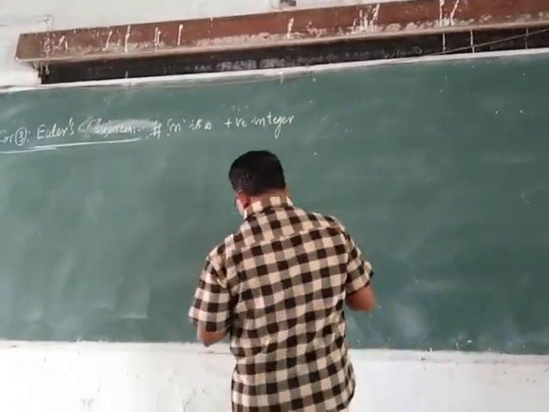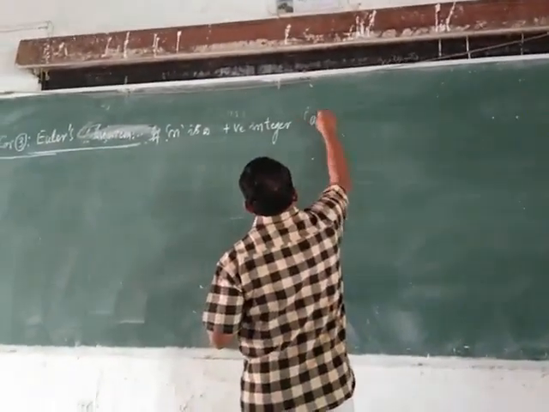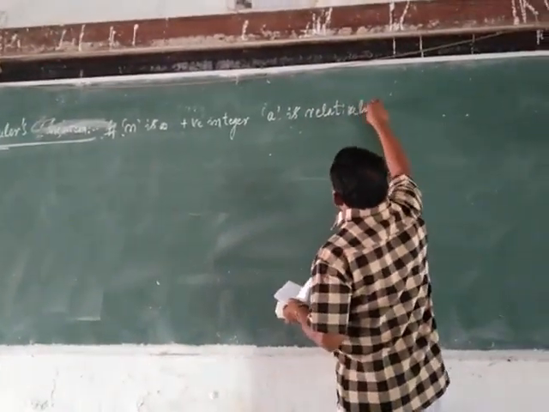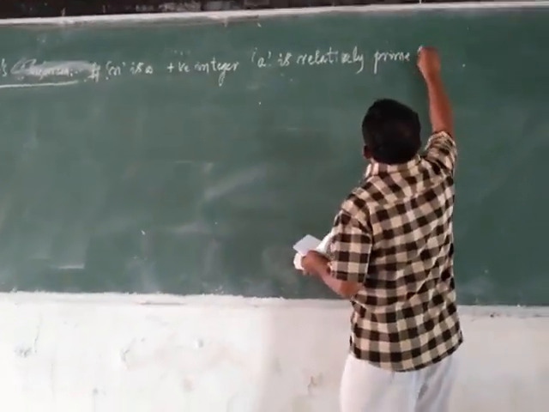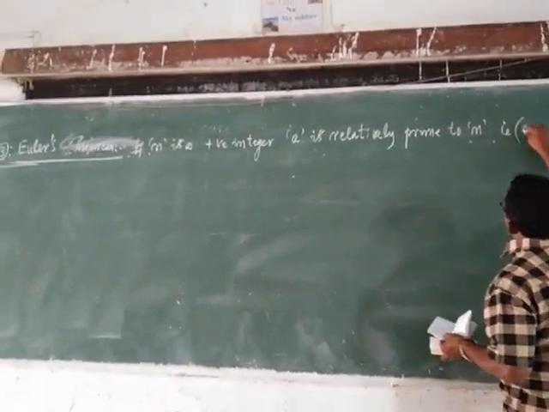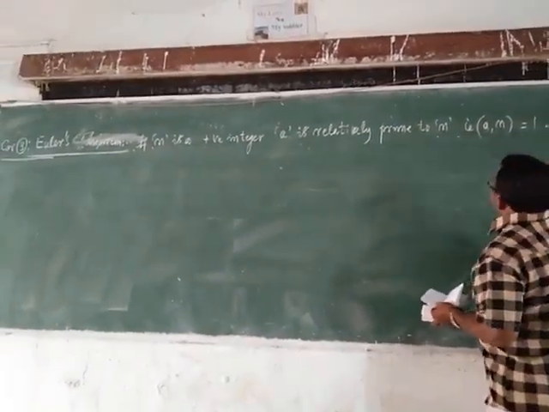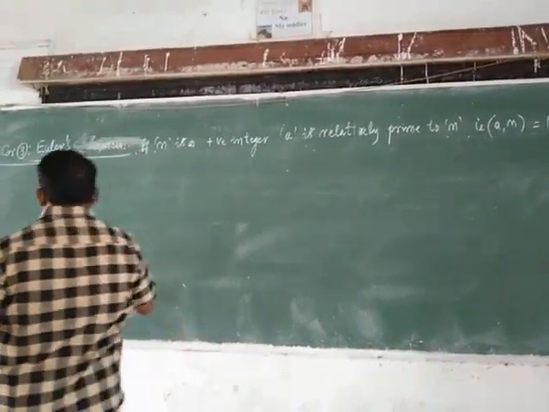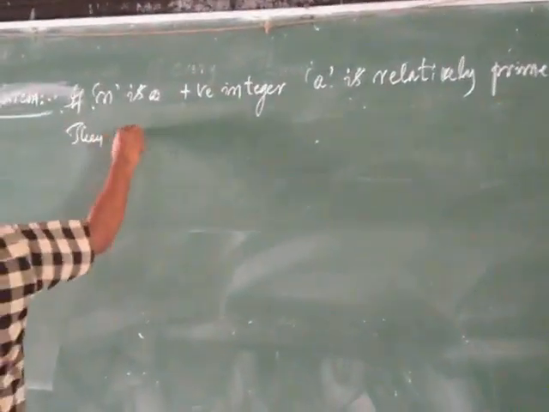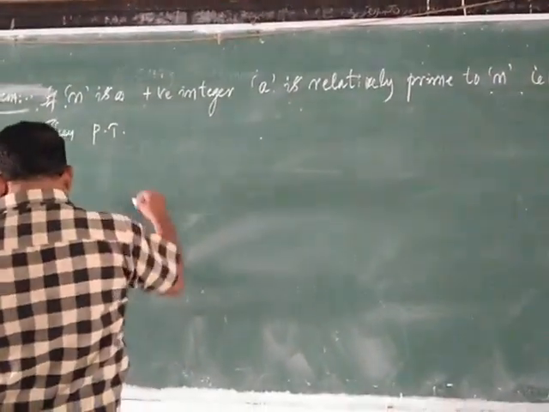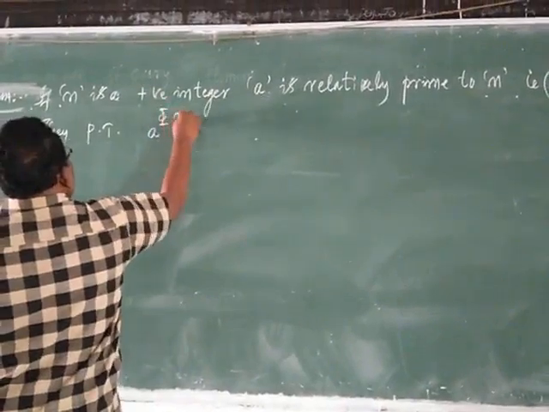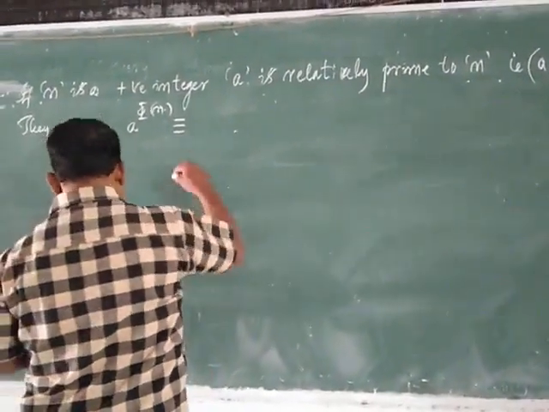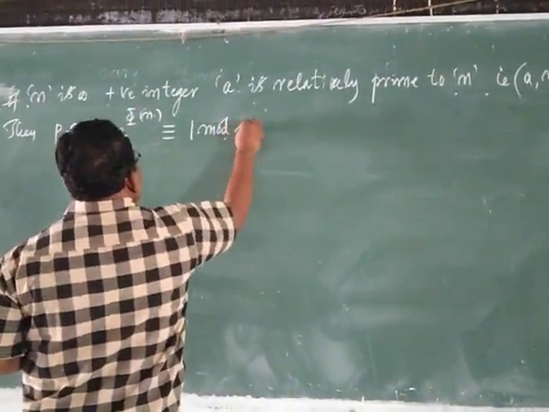and a is relatively prime to n, that is, the greatest common divisor between a and n is equal to 1, then prove that a to the power phi of n is congruent to 1 mod n. An important result.